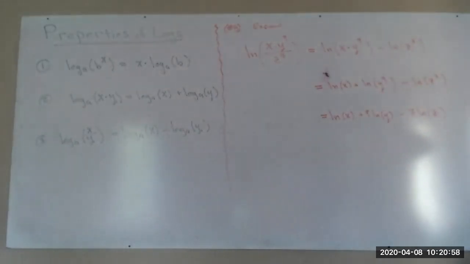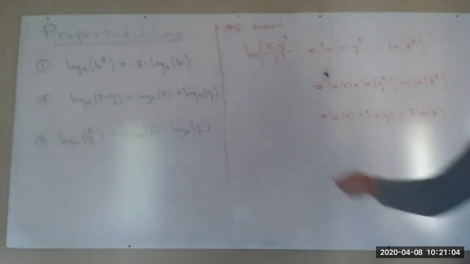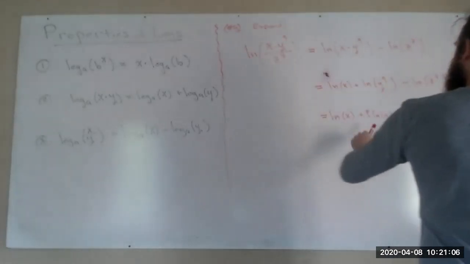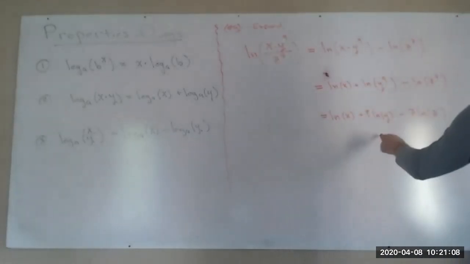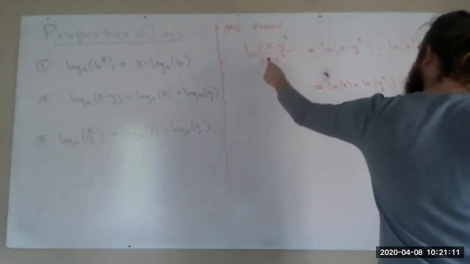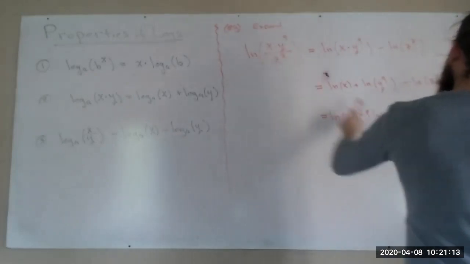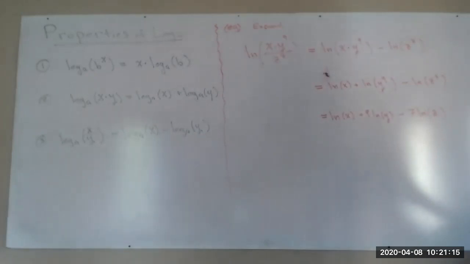Observe that any factors or pieces of the inside of the original logarithm that were upstairs, the x and the y, are positive here. And any piece that in the original logarithm was downstairs is negative in the expanded form. That will always be true.